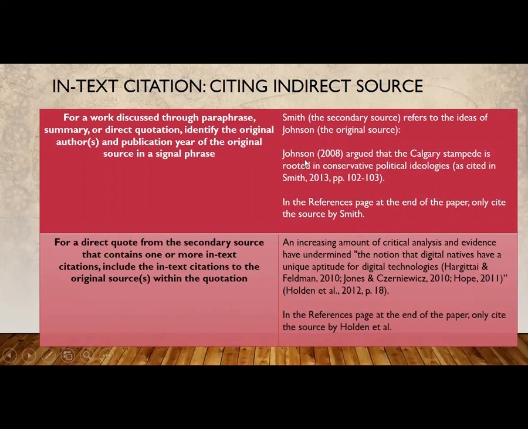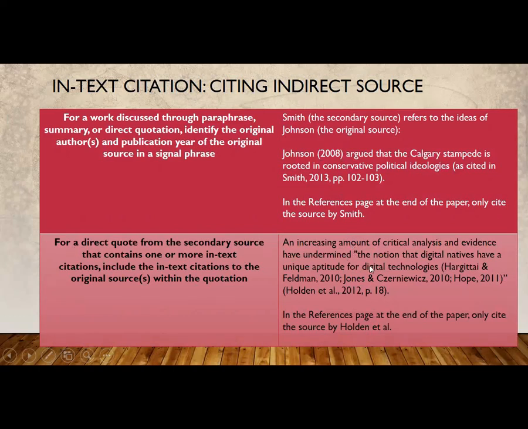Here we are. So Johnson, 2008, argued that Claridge's stampede is rooted in conservative political ideologies, as cited in Smith, 2013, page 102 to 103. As you can see, Smith is your secondary source, so that'll be at the end. And then the original source, you'll just put the date.